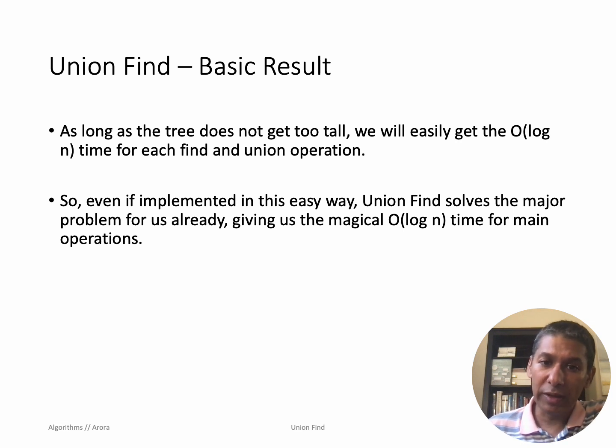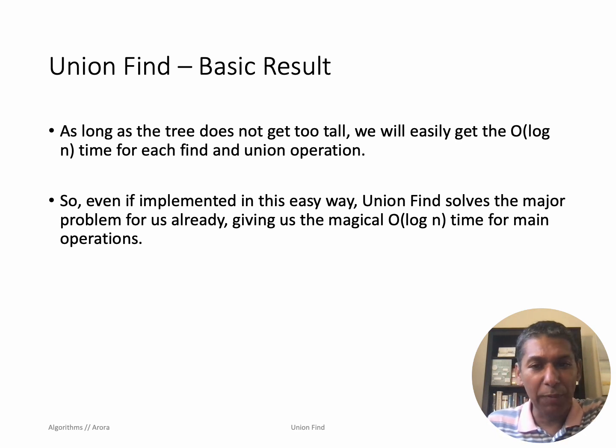So union will only take order 1 time, but the find will navigate from the node all the way to the root, which will not be more than log n. So as long as we implement it in this easy way, union find will solve the major problem for us, giving us log n time, which we have seen is very efficient. So that's the main point about union find.